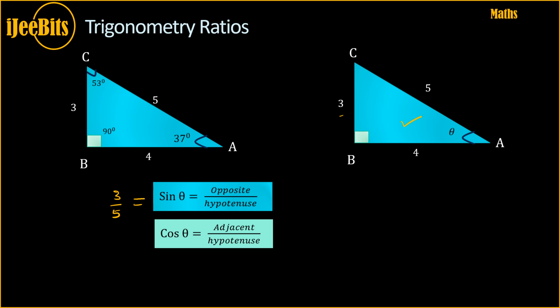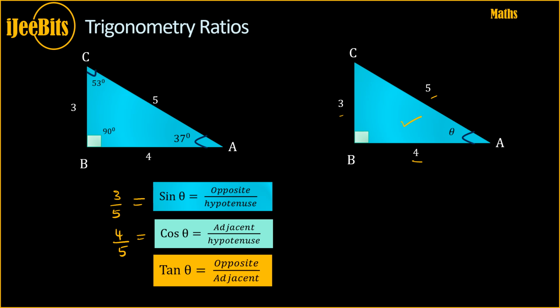Similarly, for cos theta, adjacent is 4 and hypotenuse is 5, so this is 4 by 5. Similarly, for tan theta, opposite by adjacent. Opposite means this much, right? And adjacent is this much. This is the opposite value, this is the adjacent value, this is the hypotenuse. So tan theta is 3 by 4 from the definition.